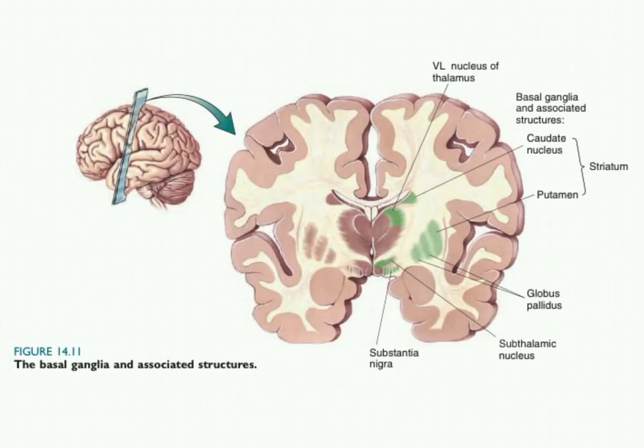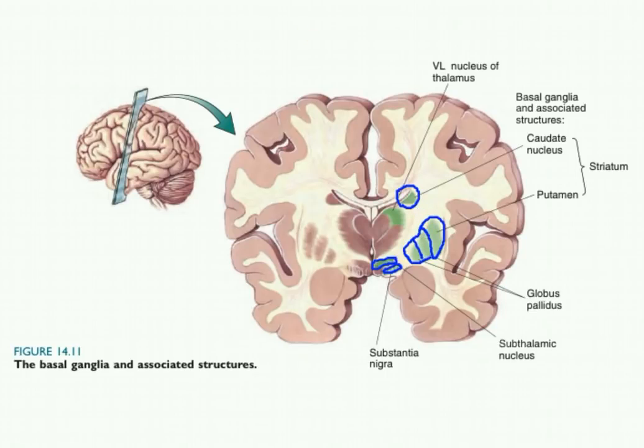So here's another good view. We're looking at a coronal section, and here is the ventrolateral nucleus of the thalamus. So here's the thalamus in the center of the brain, and here is where we can see the basal ganglia, this area here. So I'm going to clear this. This is the caudate nucleus, this is the putamen, and this is the globus pallidus, with this being the internal segment and this being the external segment. This is the substantia nigra, and this is the subthalamic nucleus.